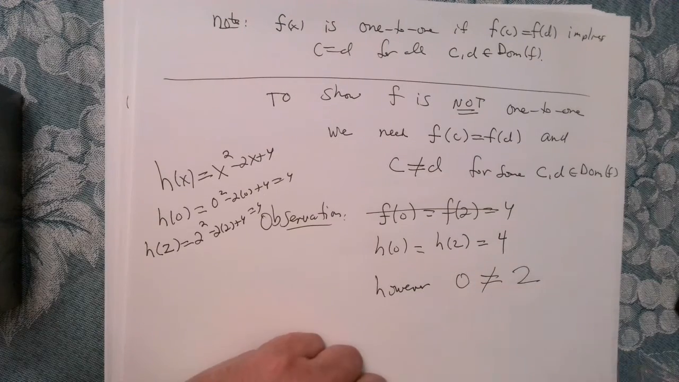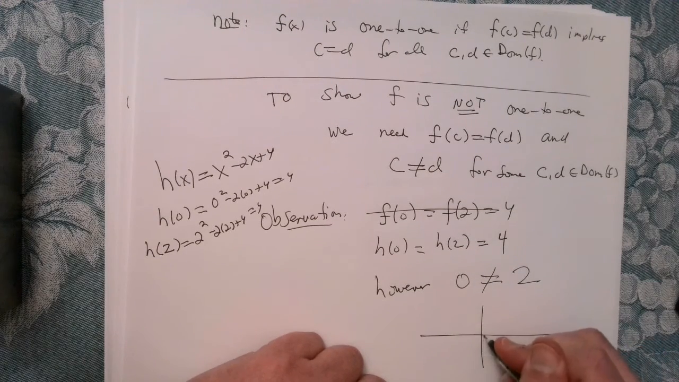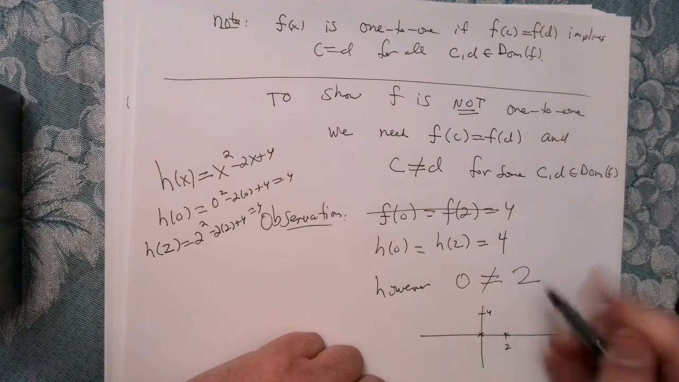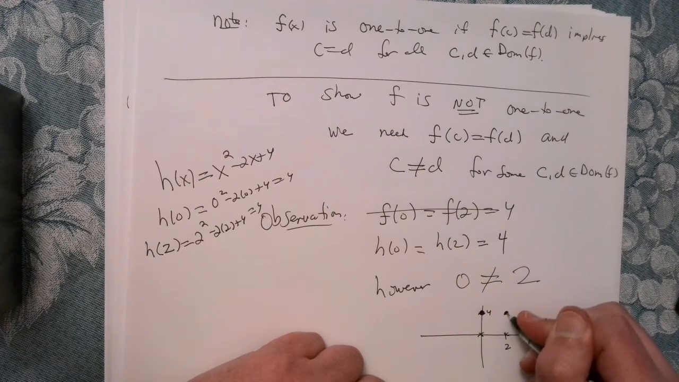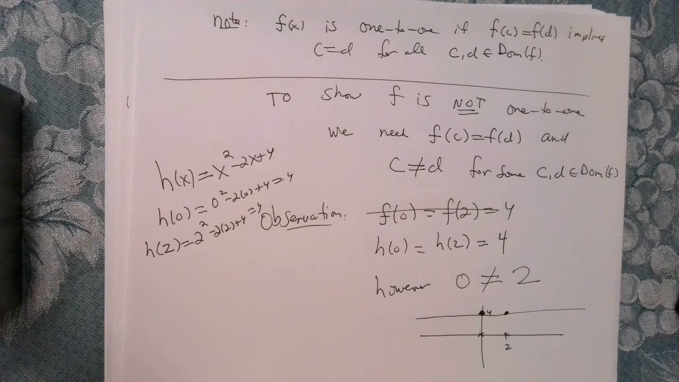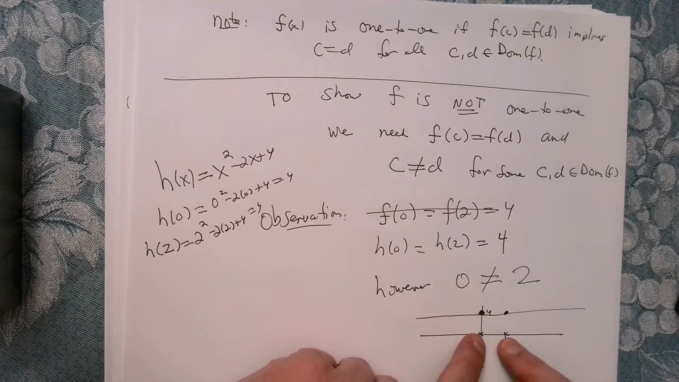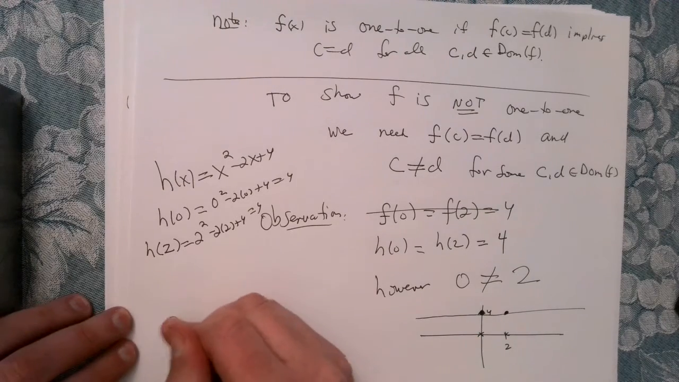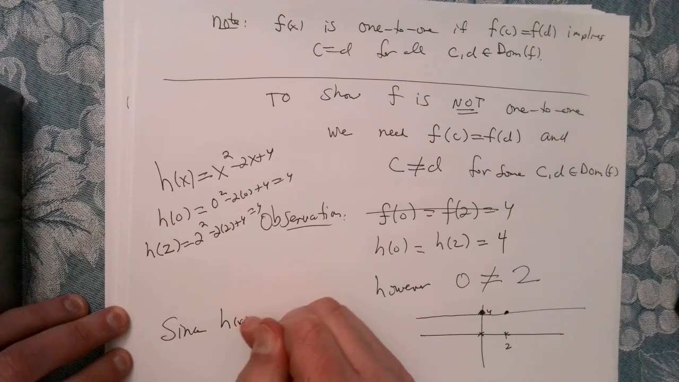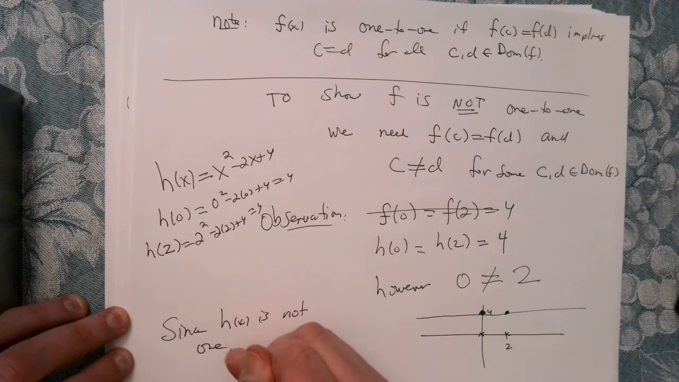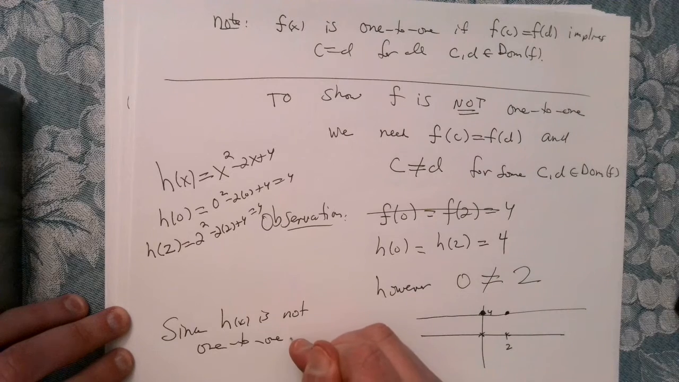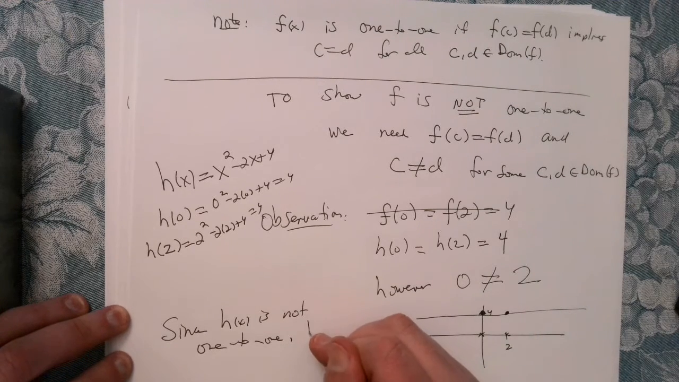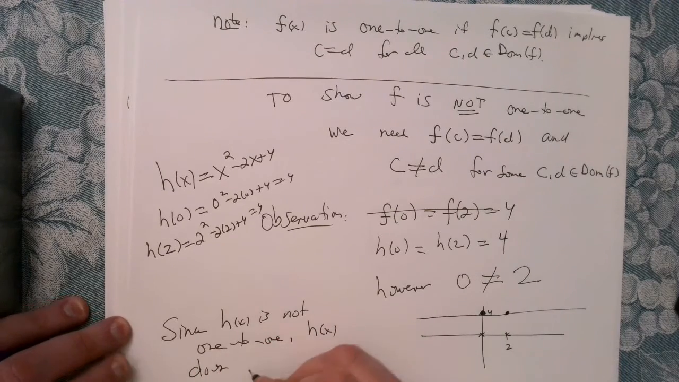So unique x values here and here mapped to the same y value. So therefore the function's not one-to-one. It's two-to-one. So since h of x is not one-to-one, h of x does not have a function inverse.